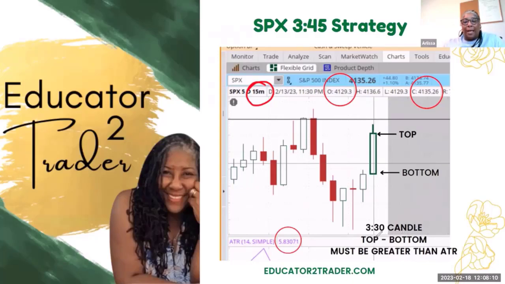We're measuring the top minus the bottom, whether it's red or green, doesn't really matter. What is the difference between the top and the bottom? The top minus the bottom must be greater than the ATR for that same time frame. You have the open. This is looking at it on thinkorswim. On TradingView, they do this for you, but on thinkorswim, they don't. But you're taking this open price and close price.